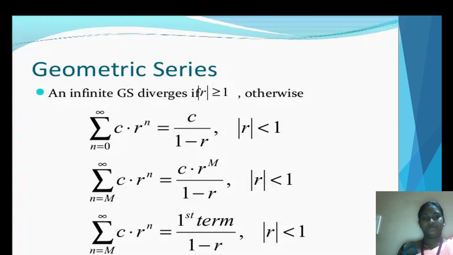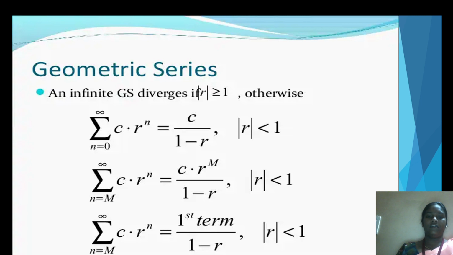Next, there are certain conditions to solve this geometric series. For the infinite geometric series, we say that it diverges if the modulus of R is greater than or equal to 1. Otherwise, taking the infinite summation n equals 0 to infinity of C into R power n, this equals C divided by 1 minus R if the modulus of R is less than 1. By using the direct formula, you can solve this.